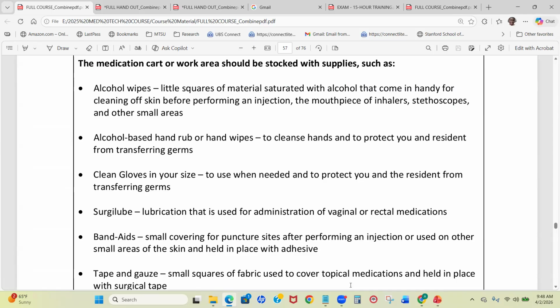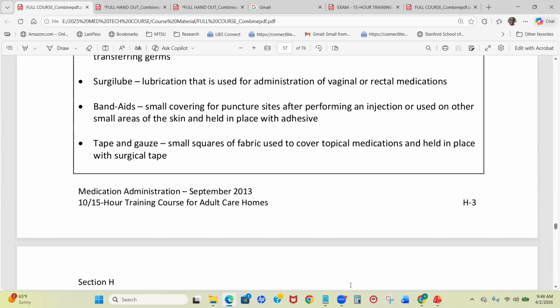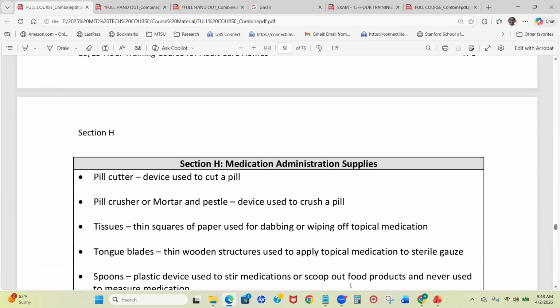Your alcohol wipes, your hand sanitizer, your box of gloves, the surgilube lubrication tubes. Maybe one of your patients gets a medication that goes through the rectal or vaginal route. You have to have all those ready. Your band-aids. You look through the med cart, everything has been arranged. So if the supply there is depleted, go get some from the med room.